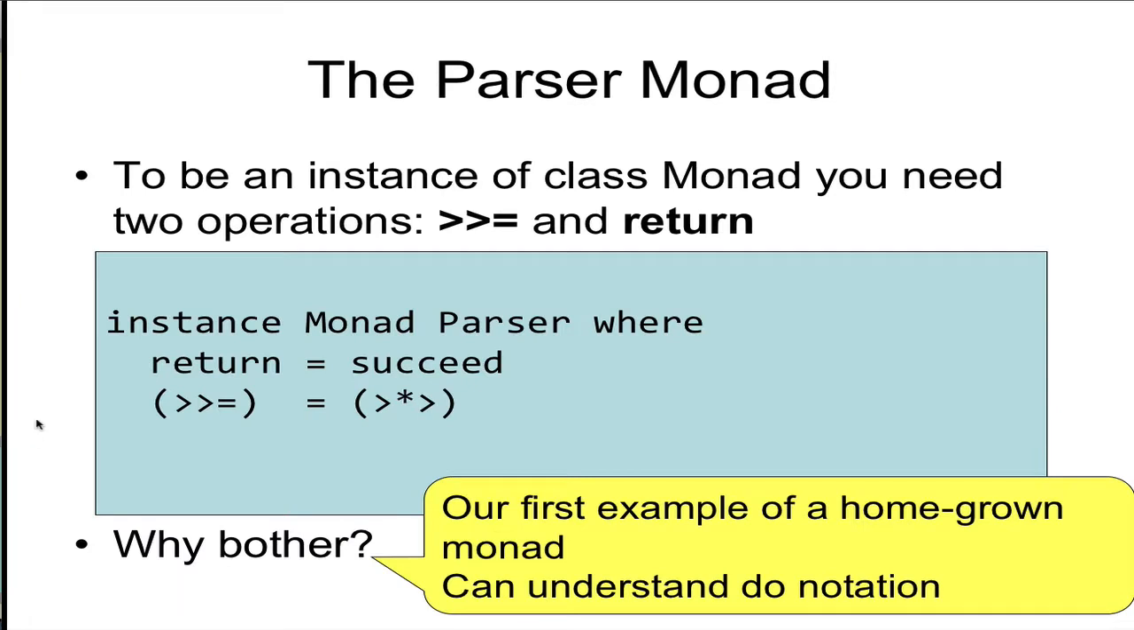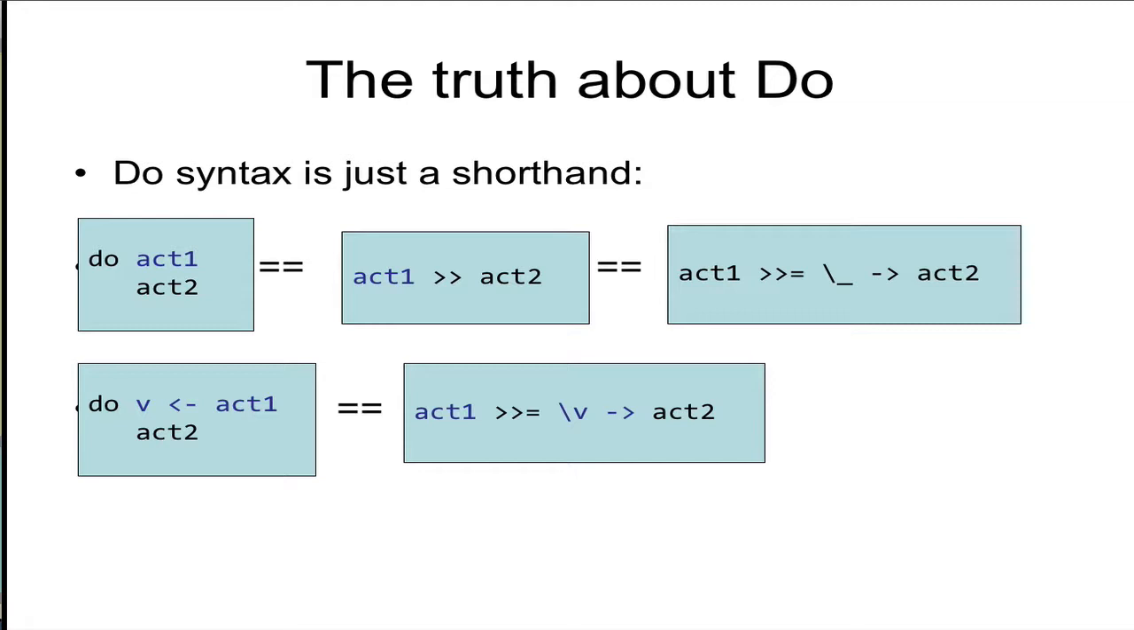Okay, so before we can talk about the parser monad, I want to talk about do notation in general. And in fact, do notation is really just a shorthand for using the functions that every monad has. And that's the bind function and the return function. But the bind is the key here. So these are small examples.